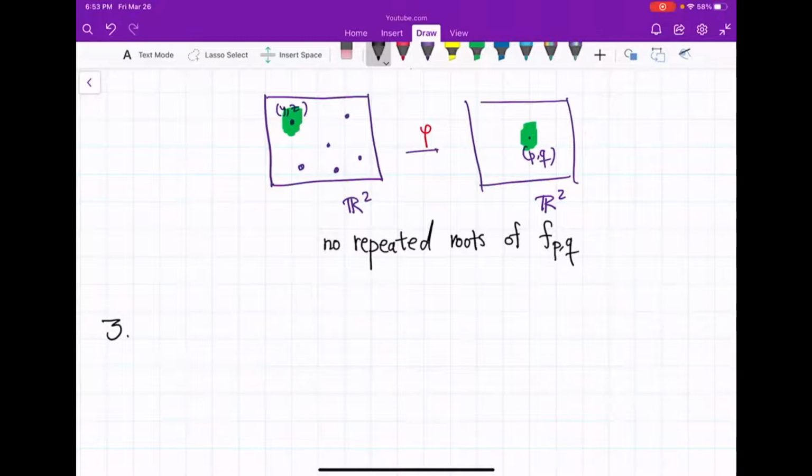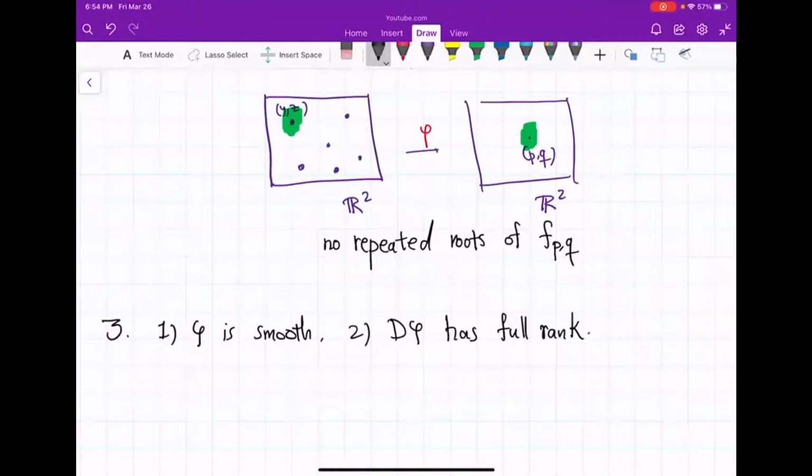So I need to know that phi is smooth, and I need to know that the derivative of phi has full rank. Its determinant is not 0. Then apply the inverse function theorem, which guarantees that there is an inverse, and that inverse is also smooth, which is exactly what diffeomorphisms are. But let's see if we can show these.